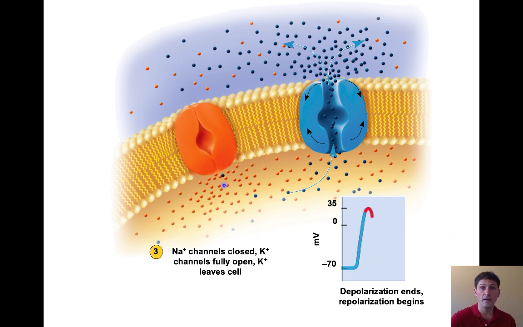Hopefully what you put in there is that at our peak, our sodium channels are closed. We have a lot of sodium inside of our cell, making it much more positive, positive 35. And potassium is now rushing out down its concentration gradient, but still much more sodium has come in than potassium is going out. So it's more negative on the outside, more positive on the inside. But as you can see by this graph, we're starting to repolarize. So we're starting to return back to our resting membrane potential.